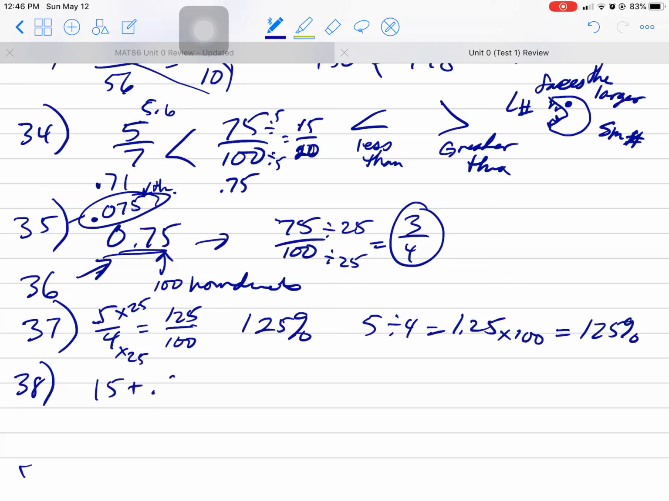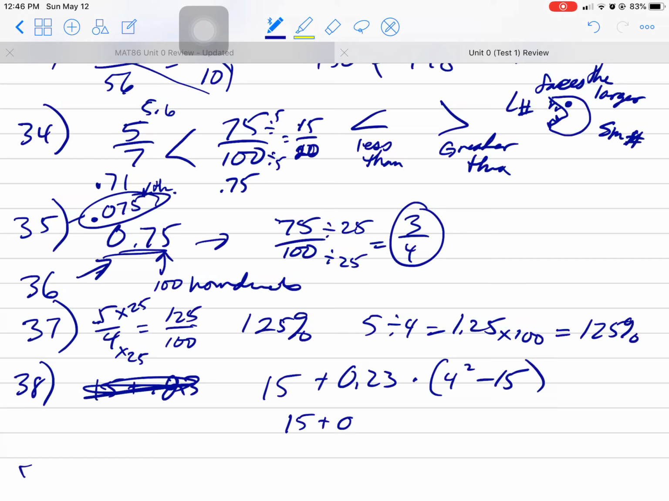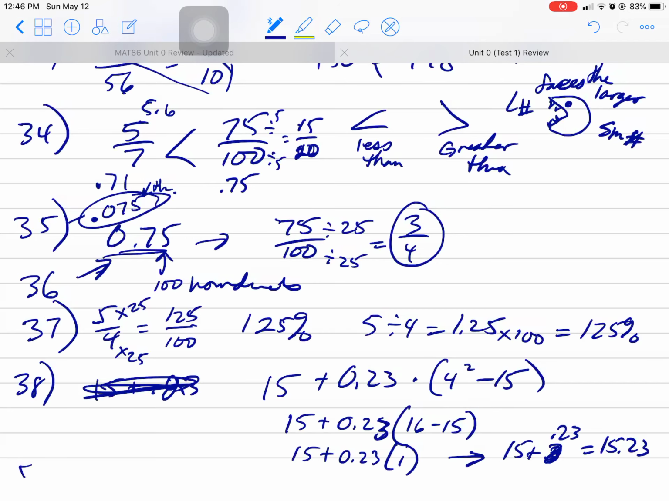38, I'm assuming, order of operations, I'm running out of time. Oh, sorry. 15 plus 0.23 times 4 to the 15th. They're trying to be complicated. Let's see. Do what's in the parentheses first. Within the parentheses, I have an exponent. That means I'm not touching this. If I just shove it next to that, that's the same as multiplying, right? So 16 minus 15, 15 plus 0.23 times 1, which is the same as itself. So 15 plus 0.23 is 15.23. That's a weird problem.